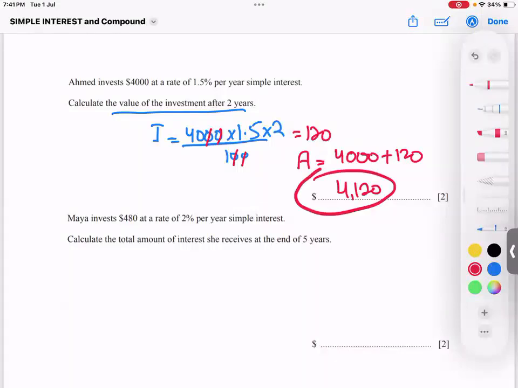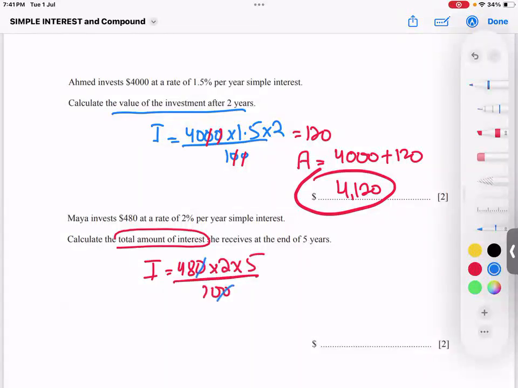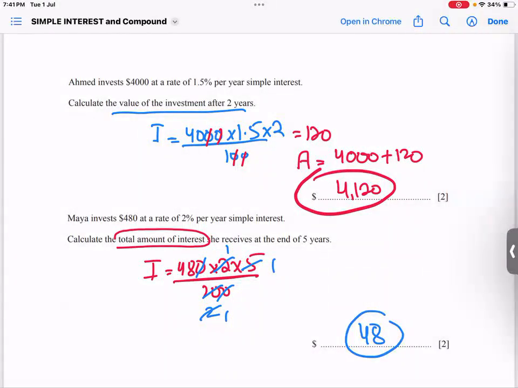$480 at a rate of 2% per year simple interest. Calculate the total amount of interest. Now we need to find out the interest in this part. She received at the end of 5 years. So again, the formula: we have 480, the principal amount, multiplied by 2 multiplied by 5 divided by 100. So the 0s will be cancelled out. 5 ones are 5, 2 ones are 2. So we got 48. So the final answer will be 48, because in this question they only ask for the total amount of interest. So the interest she will get is 48. Okay.